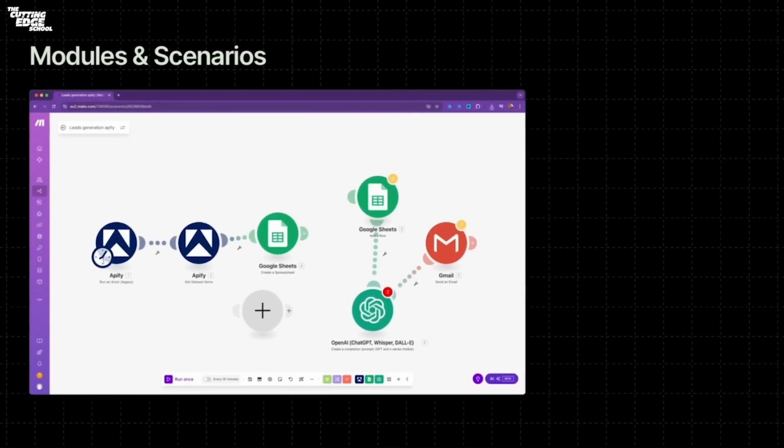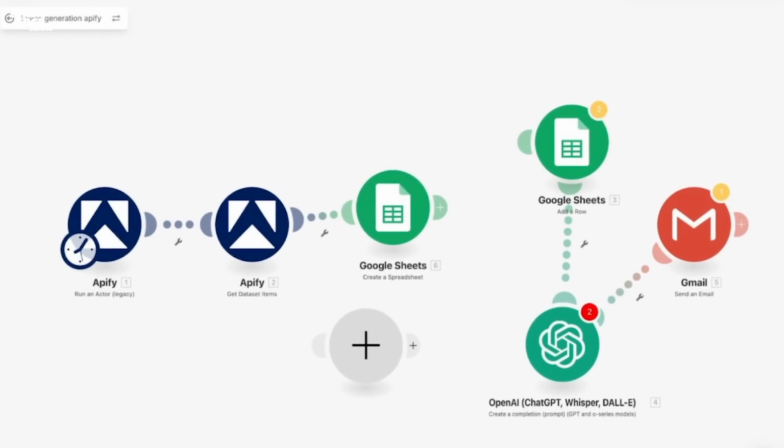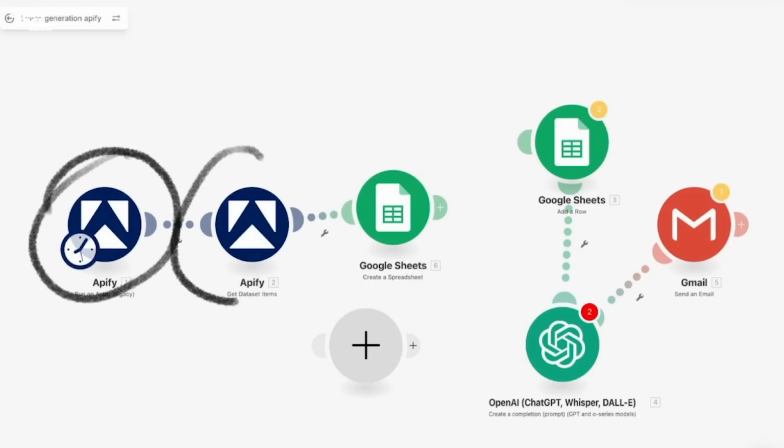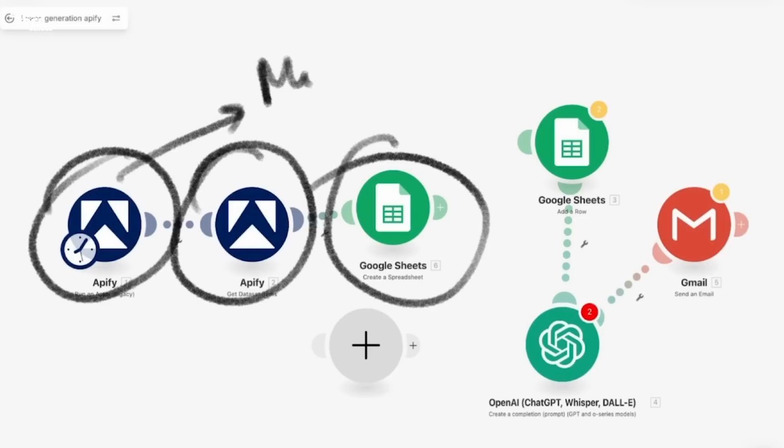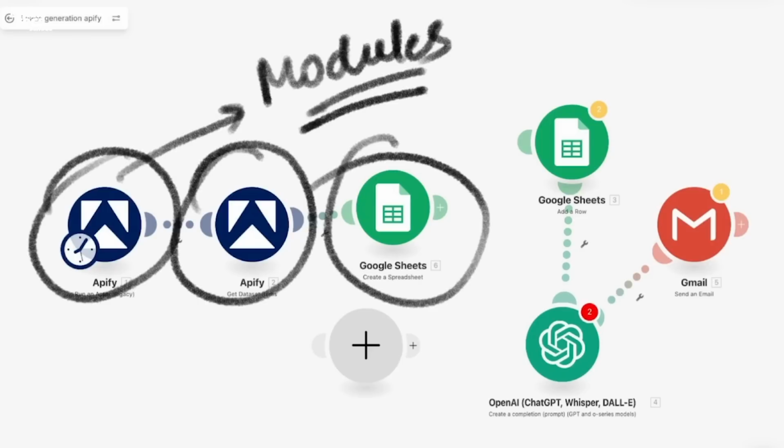So a final automation looks like this on Make. So let me just change the color of this. All of these things are called your modules. And these modules are nothing but basically apps. And these are different applications like ChatGPT, Google Sheets, Gmail. You can put whatever you want.